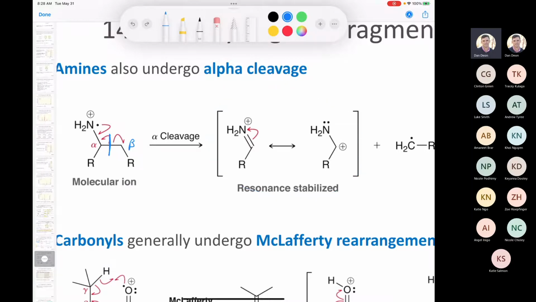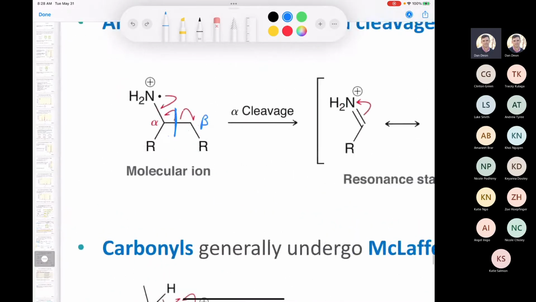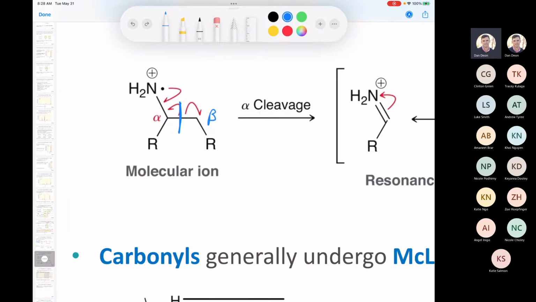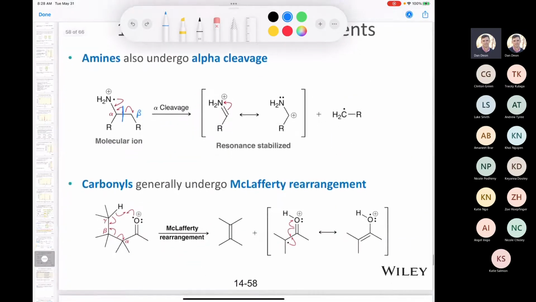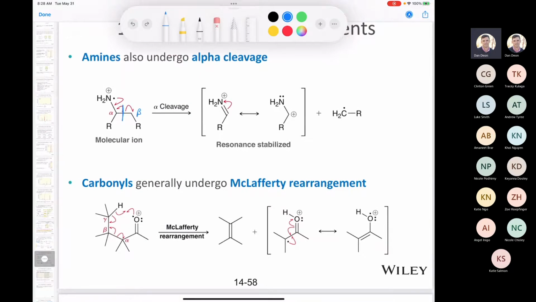Now, if you're wondering, are you going to ask me to draw the resonance structures? I mean, resonance, this is something that we covered in chapter 2, so I would expect you to recognize a resonance structure when you see one. But the bottom line is that alpha cleavage is just the cleavage of the bond between the alpha and the beta carbon. And the last type of fragmentation is also pretty cool. It's called the McLafferty rearrangement.